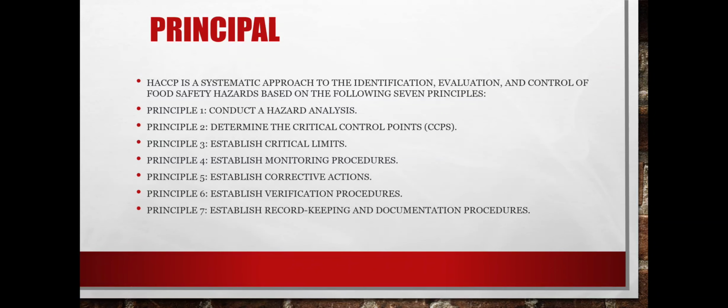Principles. HACCP is a systematic approach to the identification, evaluation, and control of food safety hazards based on the following seven principles. Conduct a hazard analysis, determine the critical control points, establish critical limits, establish monitoring procedures, establish corrective action, establish verification procedures, establish record keeping and documentation procedures.